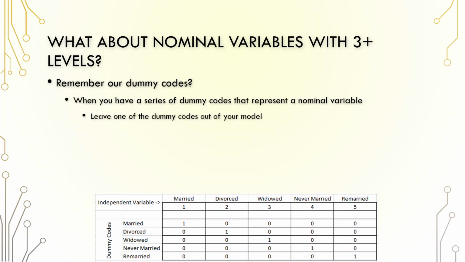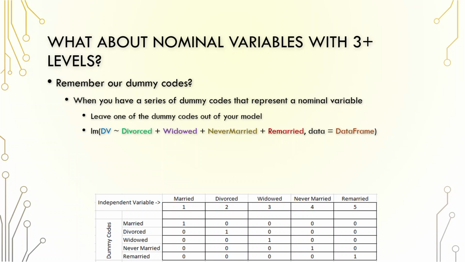However many groups you have, or however many dummy codes you created, you're going to put them in the model except one. So you'll leave one of them out. If I had these 5 dummy codes here, I'm going to put 4 of them in. Whatever my dependent variable is, I might include divorced, widowed, never married, and remarried, and I've left that married group out. Or I could pick a different one.